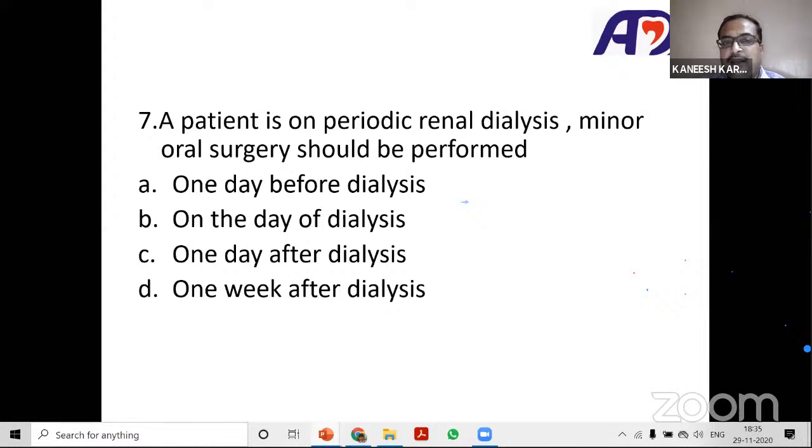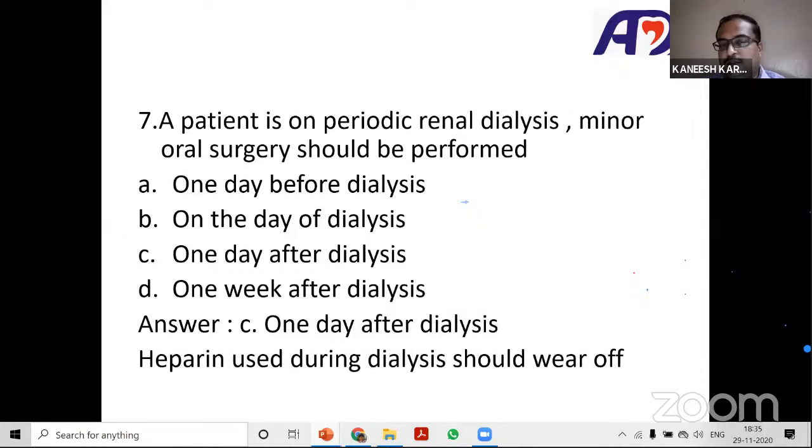A patient is on periodic renal dialysis. Minor oral surgery should be performed when? Yes, correct. 1 day after dialysis, because the heparin that is used during dialysis should wear off.